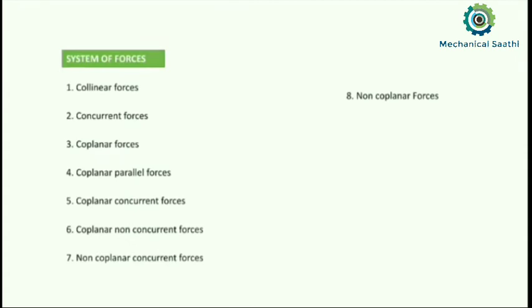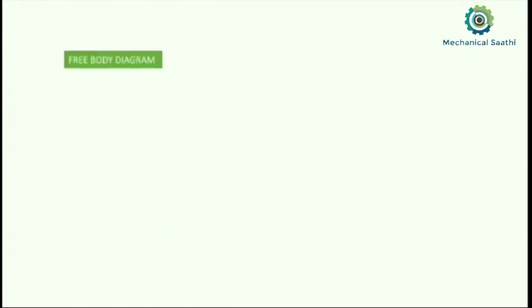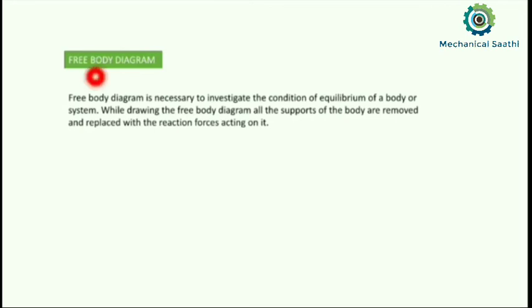Next we'll discuss the free body diagram. How can we draw the free body diagram of any body? A free body diagram is necessary to investigate the condition of equilibrium of a body or system. If any body is in equilibrium, then all the forces acting on it and the resulting reactions are in the equilibrium condition. That means there will be no unbalanced forces. To show that we can use the free body diagram.